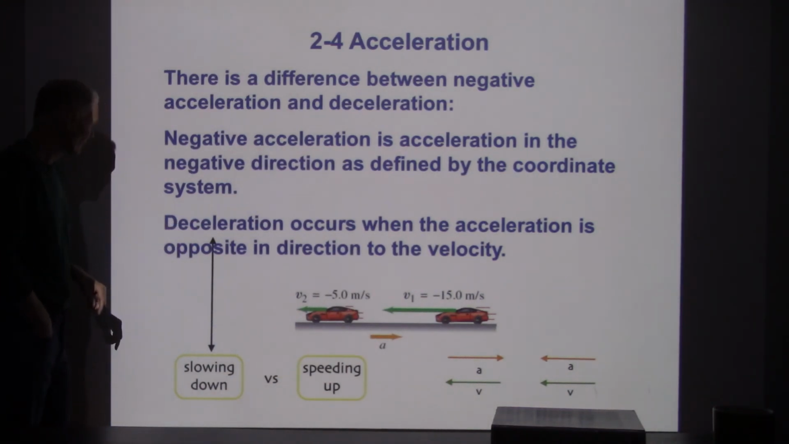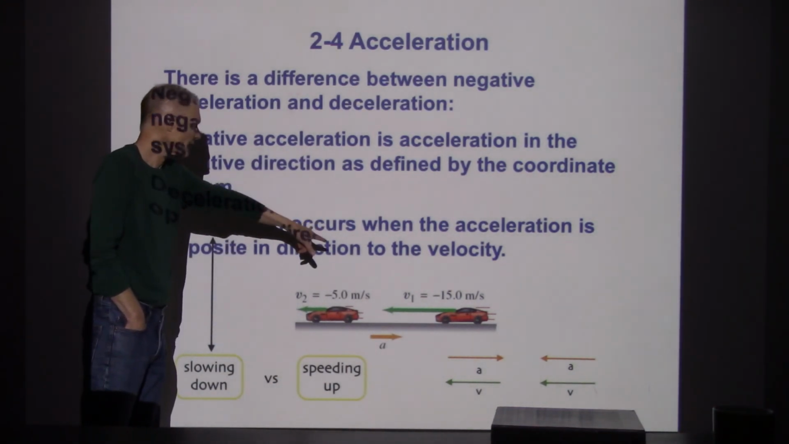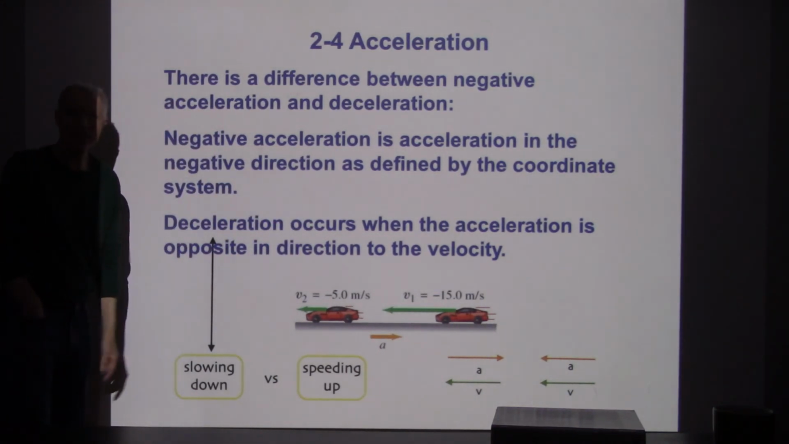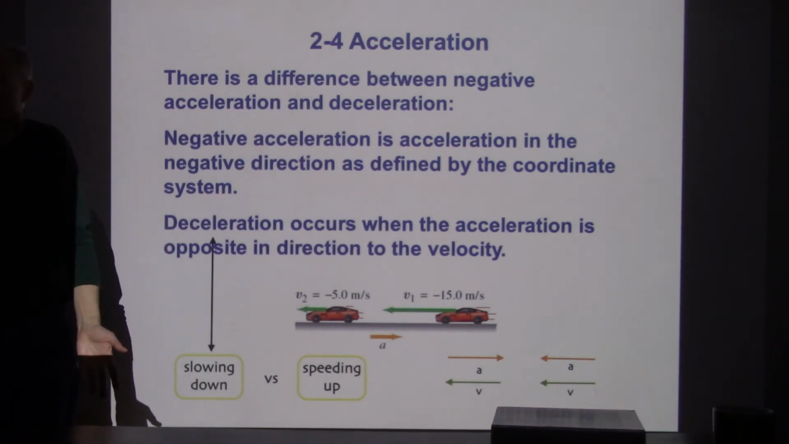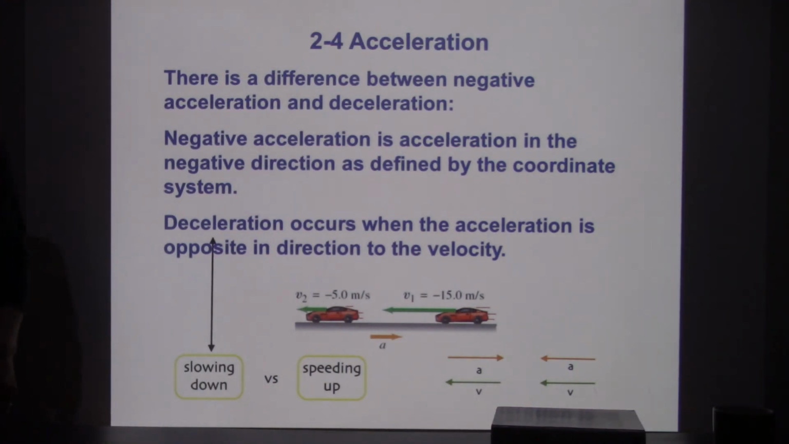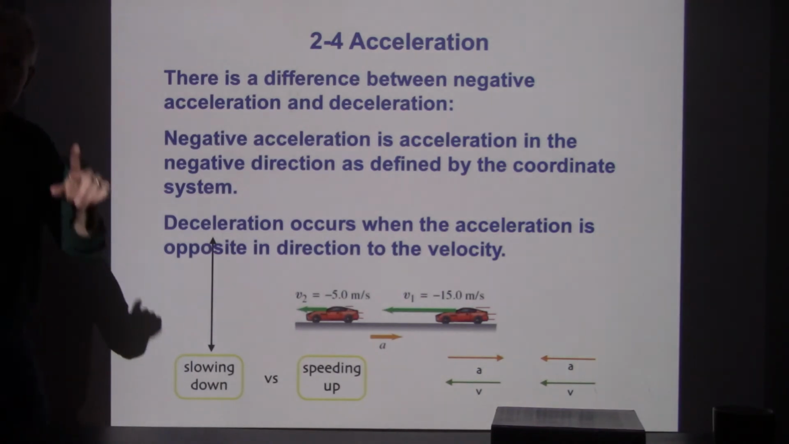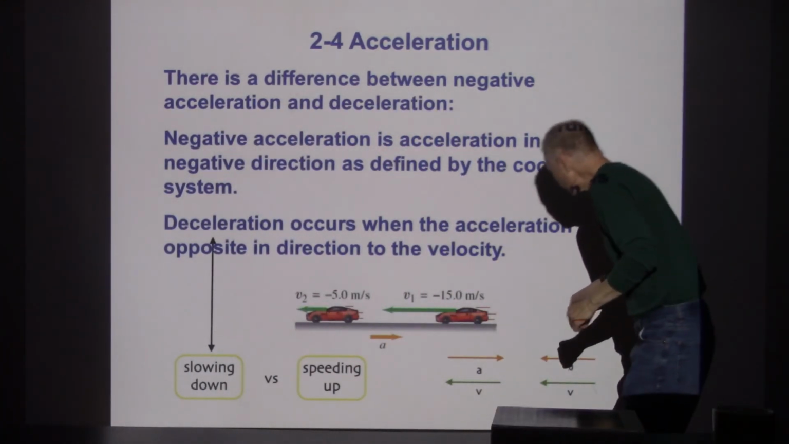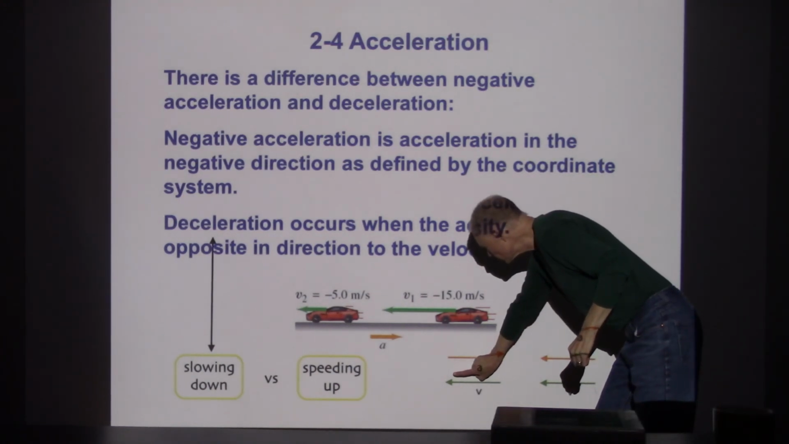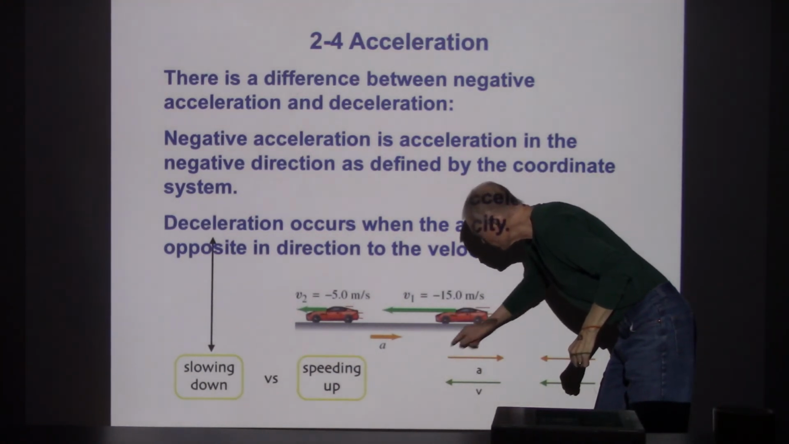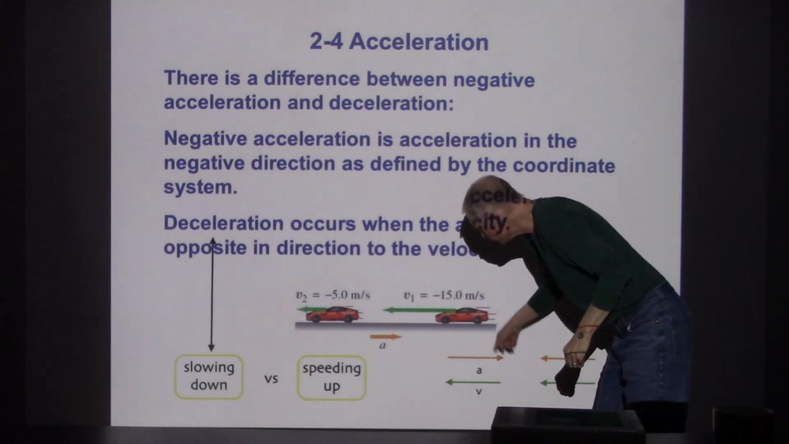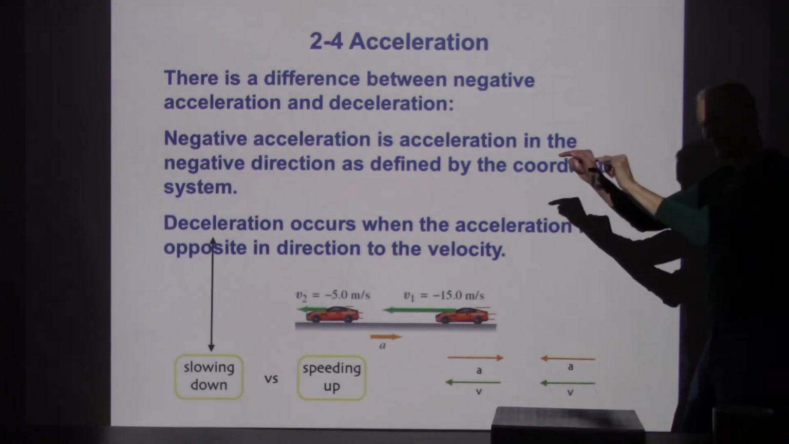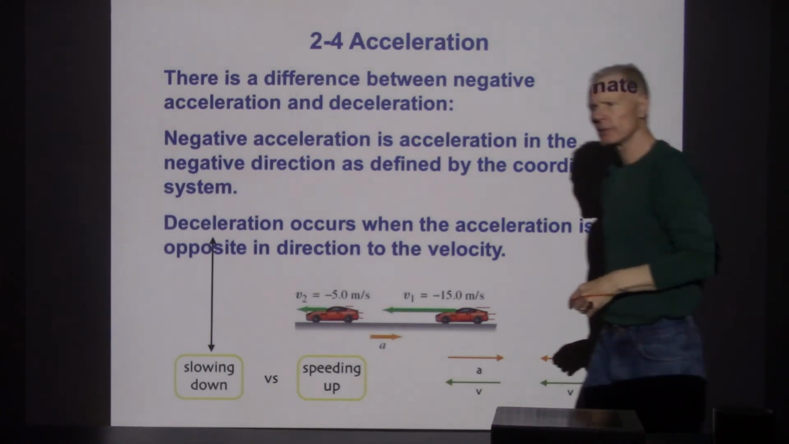Deceleration specifically refers to when the acceleration is opposite to the velocity. So a deceleration means we're slowing down. A negative acceleration doesn't necessarily mean that. Just so we're clear, if I have something moving in this direction and the acceleration is opposite, that is slowing down. If I have something moving in a direction and the acceleration is in the same direction, that object is speeding up.